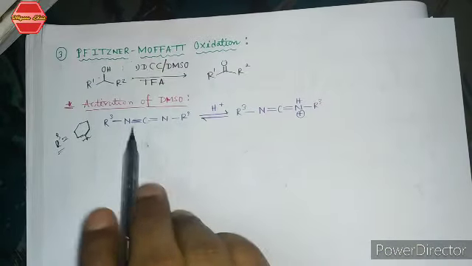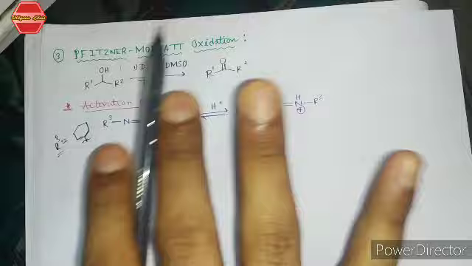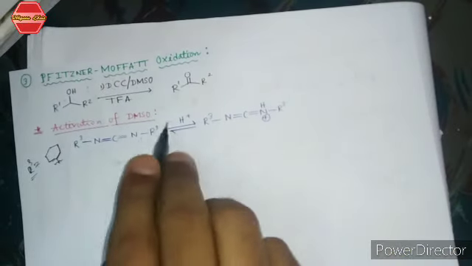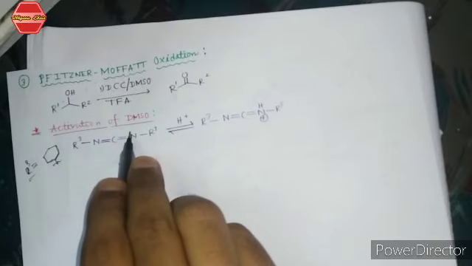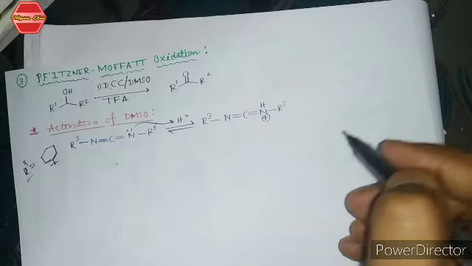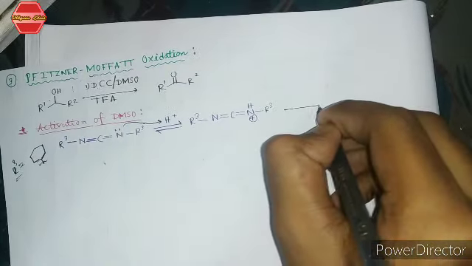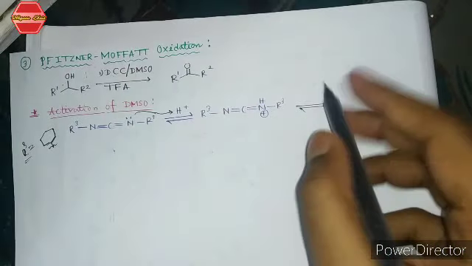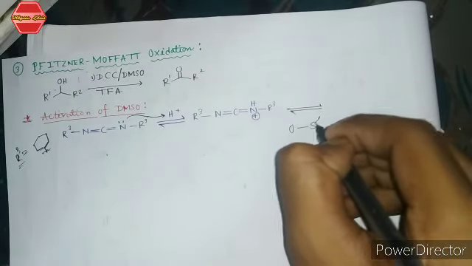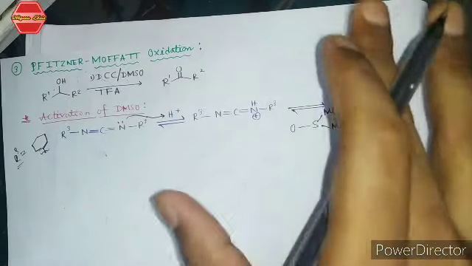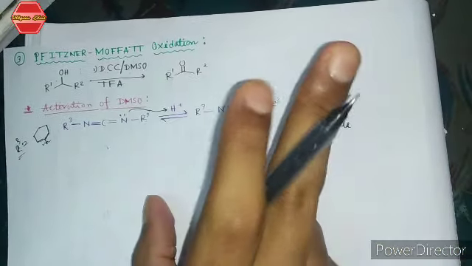Now let's have a look at the mechanism and how the reaction proceeds. In the presence of acid, this nitrogen has a lone pair of electrons and will take a proton first from here. After that, this step is actually the activation of DMSO. Now we all know the structure of DMSO. We already know it from the Swern oxidation and Corey-Kim oxidation. If you haven't checked yet, you can go over there.